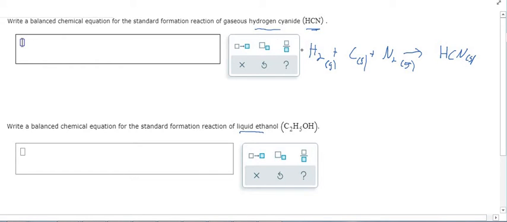So let's go ahead and balance it. So the product HCN, I need 2 hydrogens, 2 nitrogens, and then I need to put a 2 right here.